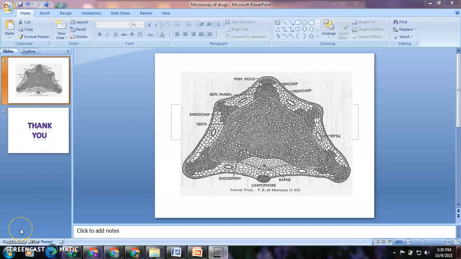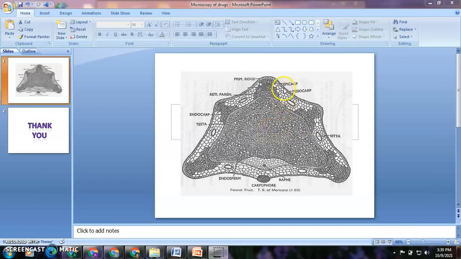Okay, so this is regarding the microscopical structure of the fennel fruit. Now we will see in detail the microscopy of fennel fruit, where we already studied that it consists of a pericarp and seed portion. In the pericarp region we have seen it contains epicarp, mesocarp, endocarp, and the seed portion consists of a testa, endosperm, and inside that an embryo.